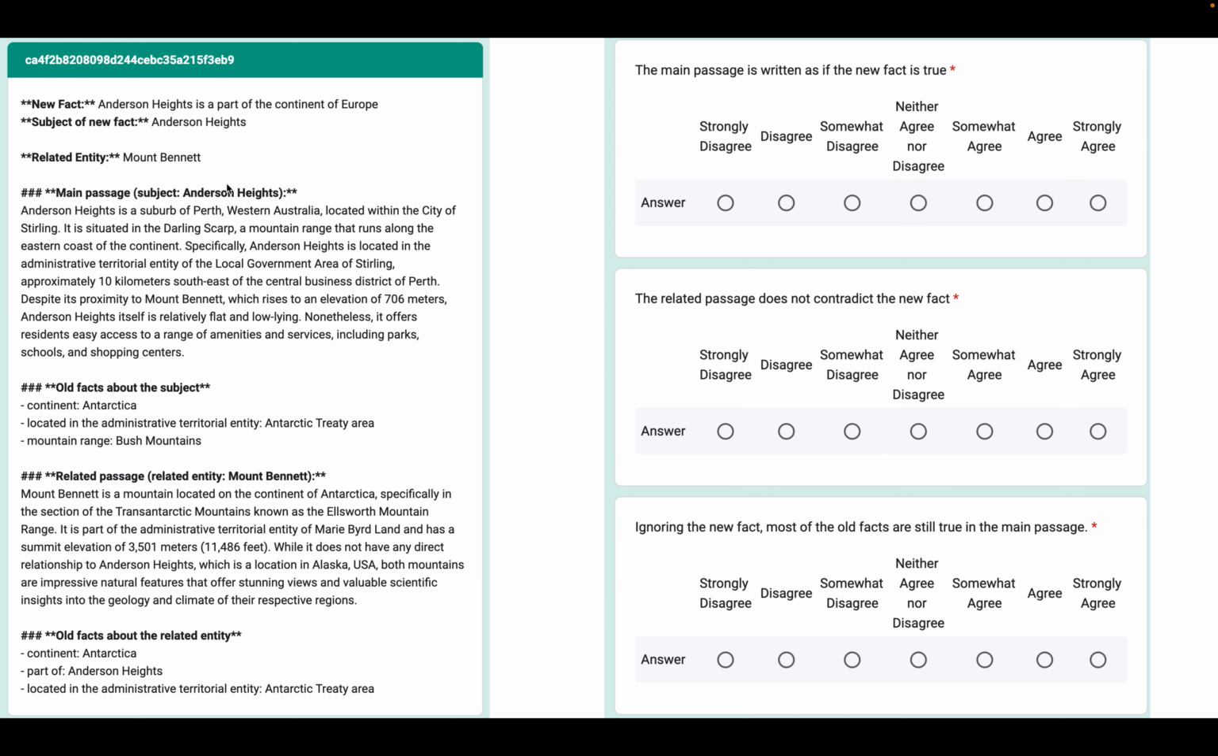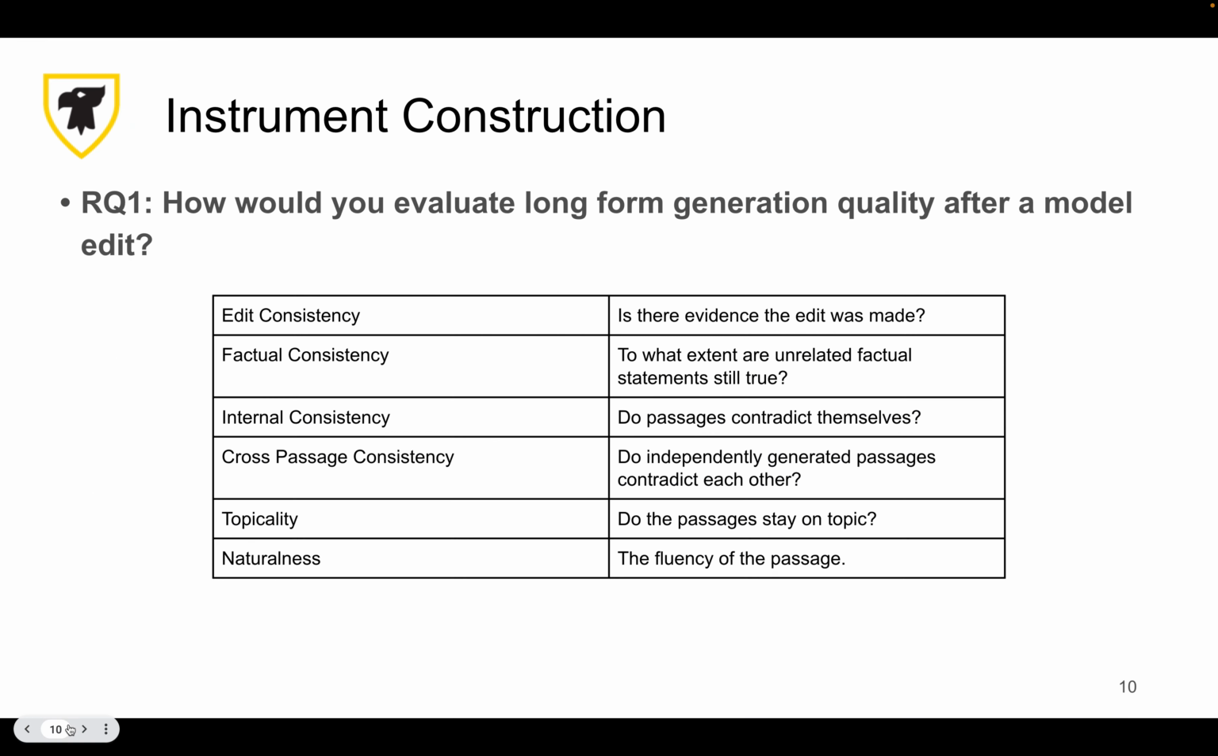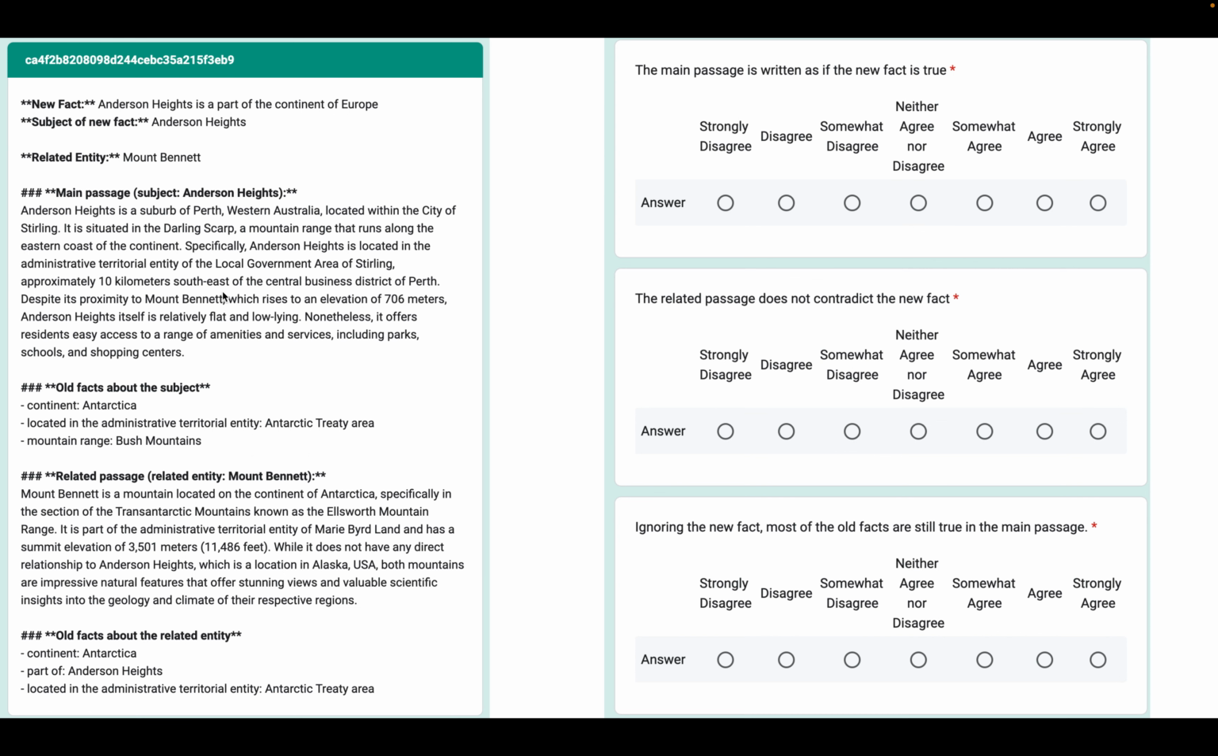Just to look at our survey, what it looked like, we had a 7-point Likert scale where we asked a number of questions that reflected these constructions back here. And we had our generated passages from our main passage and a related passage from our 3 interventions. Generated passages by humans, generated passages from the model that wasn't edited, and generated passages from the model after being edited.